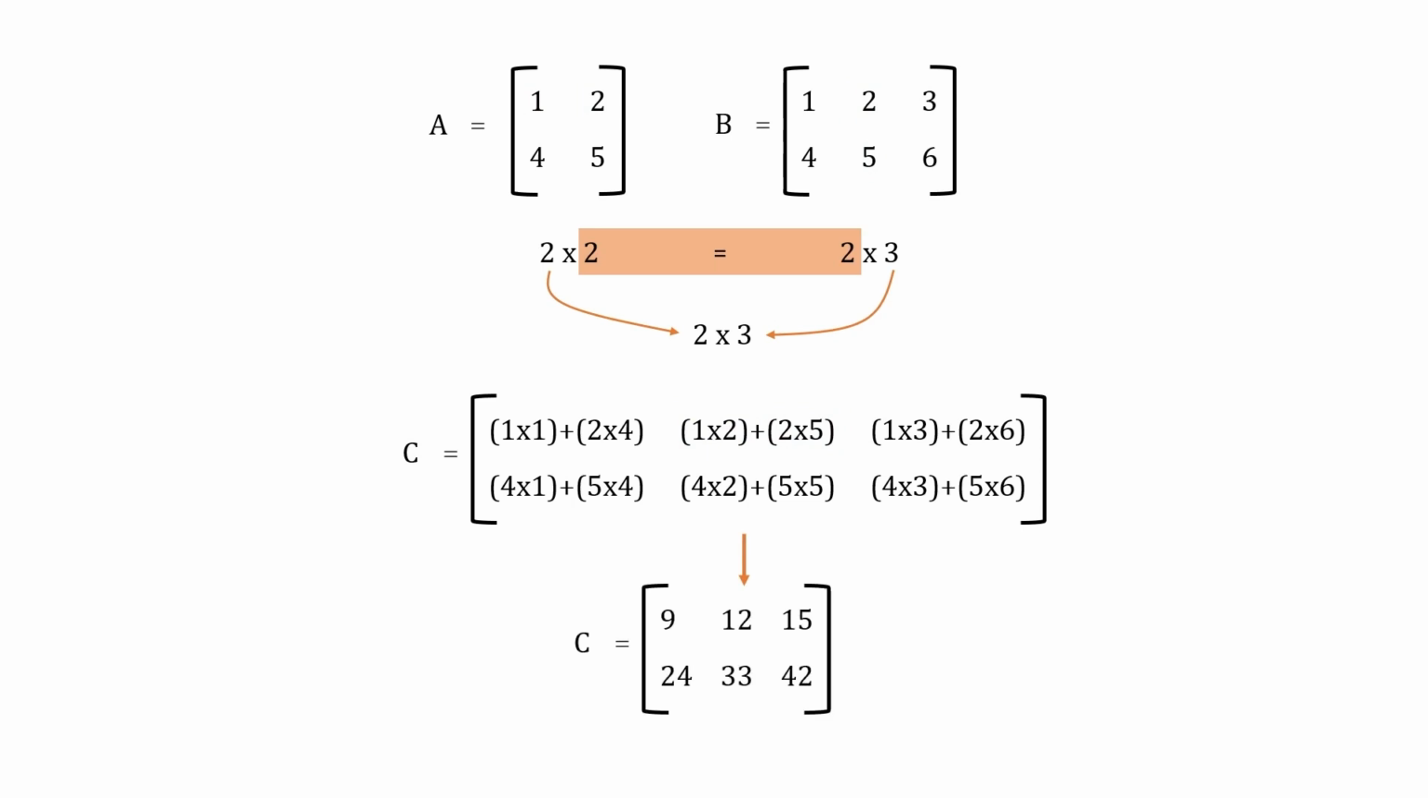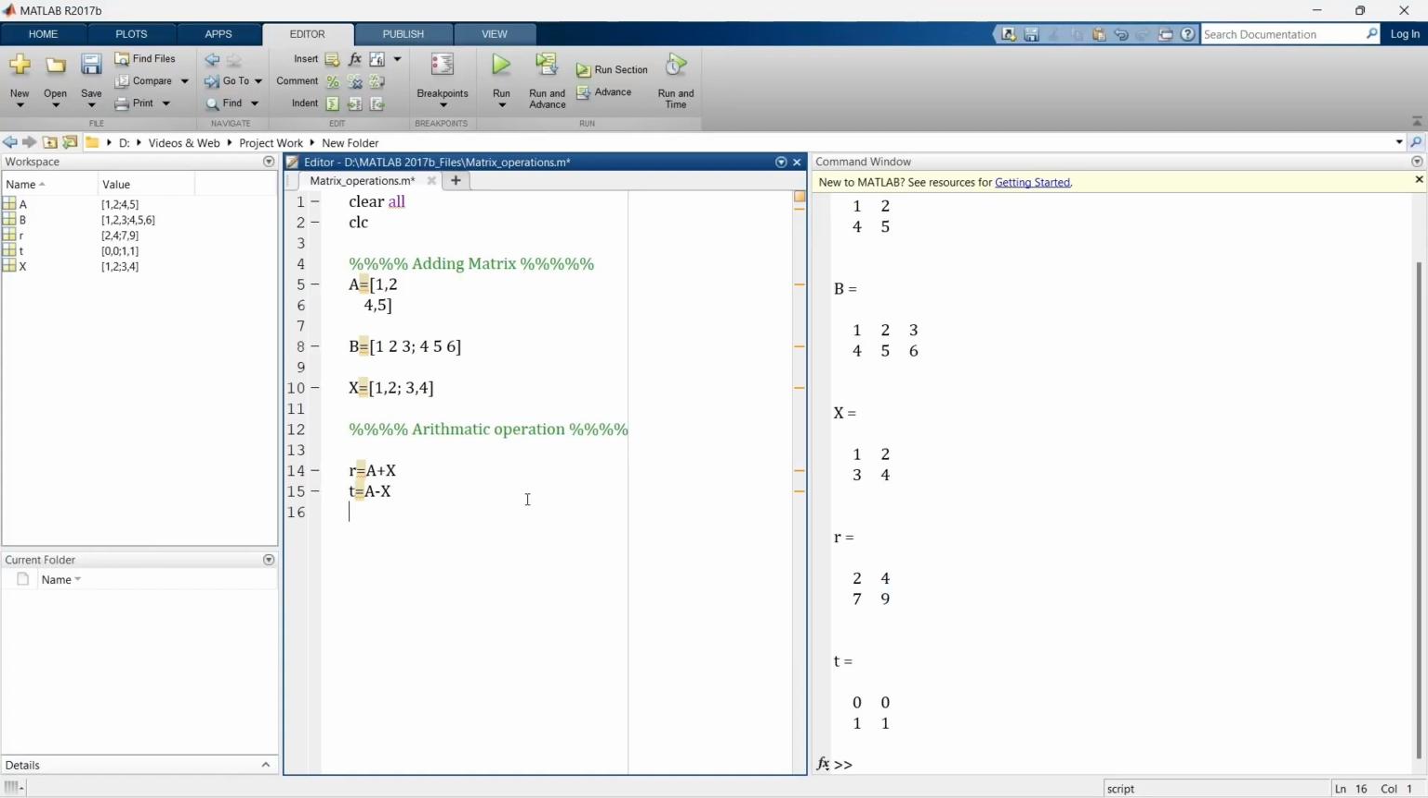Now let's see the same thing in MATLAB. C is equal to A cross B. Let's run it, and we get a 2 cross 3 matrix. So this is how standard multiplication is done in MATLAB. But this type of multiplication is not required in all applications. Many calculations do not fit into standard matrix multiplication.